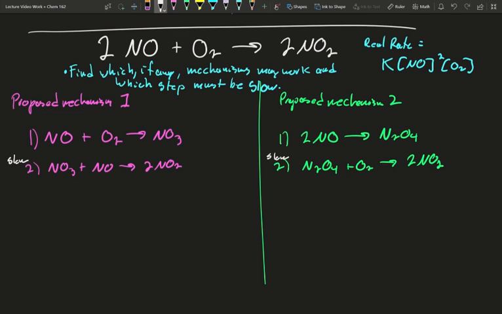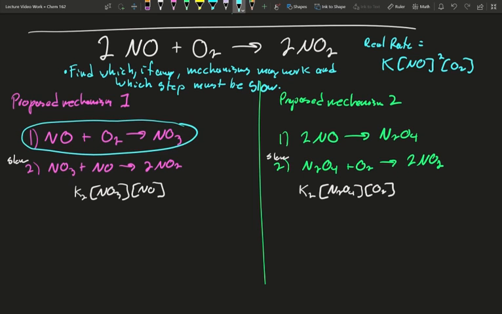All right, well, what about if the second step is slow? If that's the case, we'd find that the rate was equal to k2[NO3][NO]. Over on our right side, same idea, there'd be some k2 times [N2O4][O2]. Well, neither of those look like the real rate, but that's because they include the intermediate. So we have to consider what the intermediate is really going to look like.